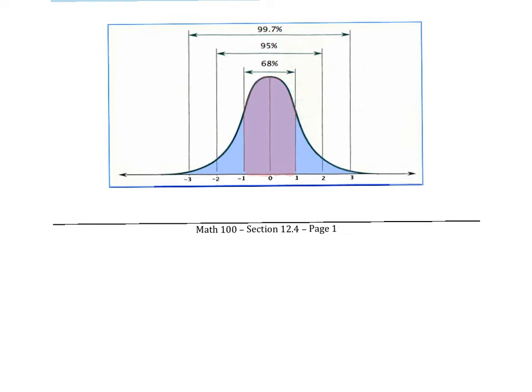And then 95% of your data items will fall between plus and minus two standard deviations. And this is about the mean. 99.7% of all your data items will be within 3 standard deviations, either above or below the mean. So if it's above the mean, then it's a positive number. If it's below the mean, it's a negative number.